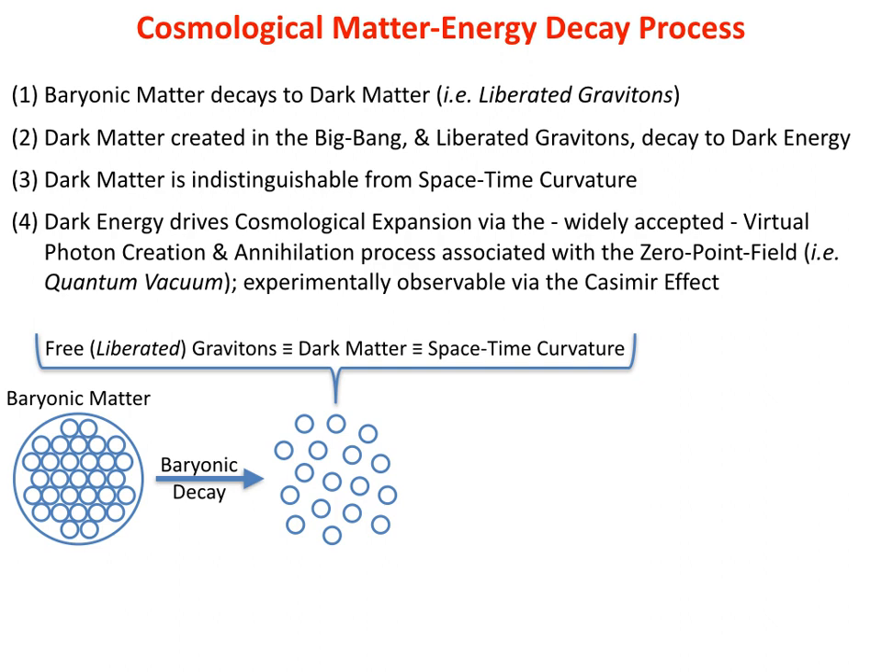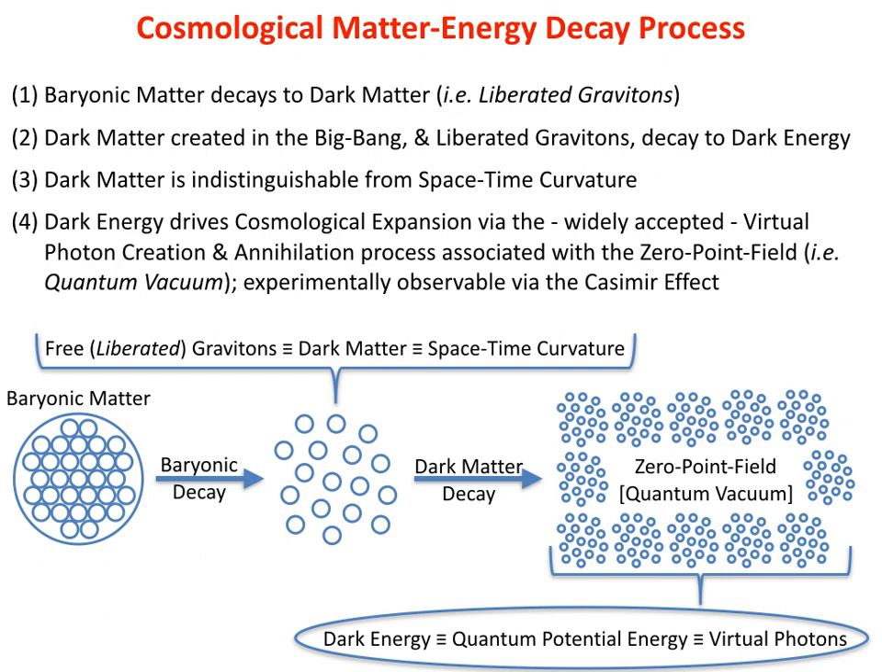the baryonic matter. The dark matter either decays, that is, it is absorbed, immediately into the zero-point field, becoming dark energy, or decays proportionally according to the Newtonian inverse square law, and then becomes dark energy.